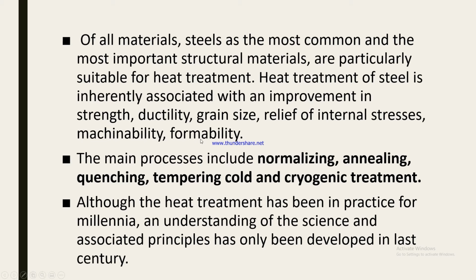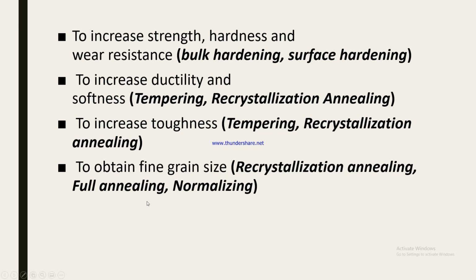The main processes include normalizing, annealing, quenching, tempering, cold, and cryogenic treatments. This means the main processes involved in heat treatment are normalizing, annealing, quenching, tempering, and cold and cryogenic treatment. Although heat treatment has been in practice for millennia, an understanding of the science and associated principles has only been developed in the last century. Heat treatment is used to increase strength, hardness, and wear resistance, bulk hardening and surface hardening both.